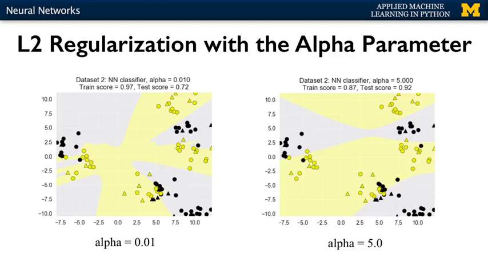On the other hand, the right plot uses the largest value of alpha here, alpha 5.0, and that setting results in much smoother decision boundaries, while still capturing the global structure of the data. And this increased simplicity allows it to generalize much better and not overfit to the training set. And this is evident from the much higher test score in this case.